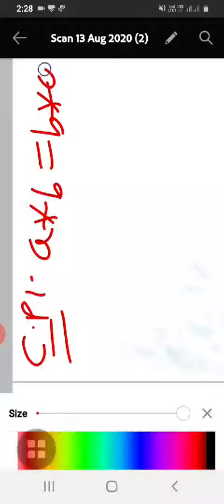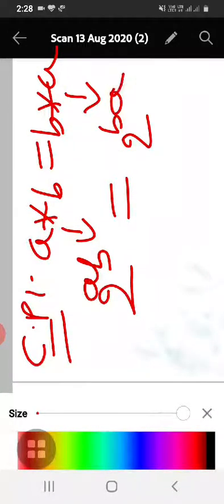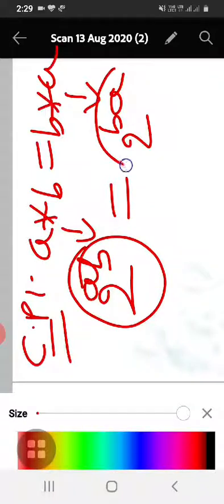So I will write commutative property. So what I should get, a star b is equal to b star a. Okay, apply the definition here. A star b means what? 2 to the power of ab. B star a means what? 2 to the power of ba. See, 2 to the power of ab is nothing but 2 to the power of ba. Both are equal.